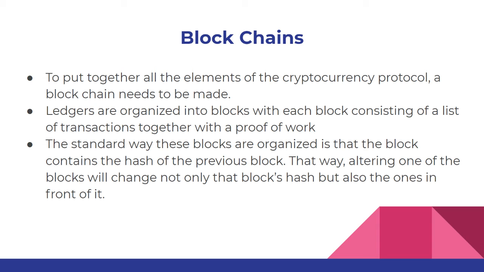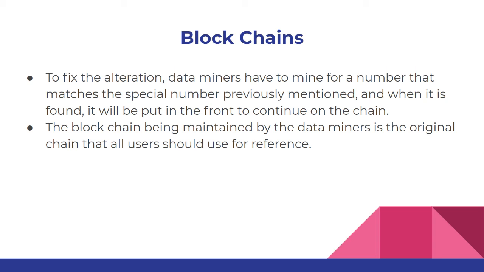To put together all the elements of the cryptocurrency protocol, a blockchain needs to be made. Here, ledgers are organized into blocks with each block consisting of a list of transactions together with a proof of work, with, for example, a special number that starts with a bunch of zeros. The standard way these blocks are organized is that the block contains the hash of the previous block. That way, altering one of the blocks will change not only the block's hash, but also the ones in front of it. Since all of these blocks are connected together, the system is called a blockchain.